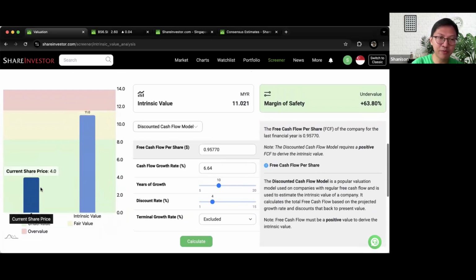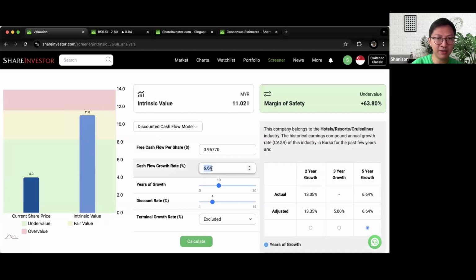So this is the current share price for Genting, 4. But based on discounted cash flow, let's say we calculate $11 over here. If you believe it can grow the cash flow at a rate of 6% for the next 10 years, what this means is that right now, based on the current price, it is in this green bar area. So it actually falls under undervalued, because the intrinsic value is 11 over here.